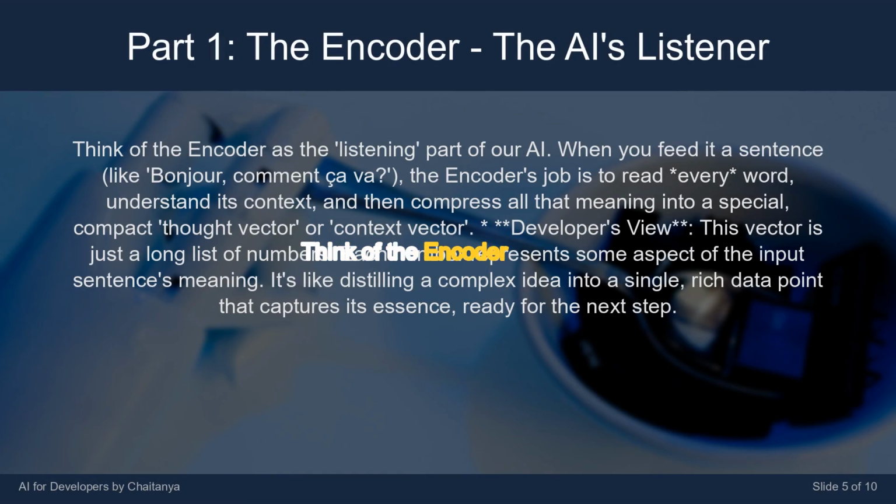Think of the encoder as the listening part of our AI. When you feed it a sentence, like "bonjour, comment ça va?", the encoder's job is to read every word, understand its context, and then compress all that meaning into a special, compact thought vector or context vector. Developers, view this vector as just a long list of numbers. Each number represents some aspect of the input sentence's meaning. It's like distilling a complex idea into a single, rich data point that captures its essence. Ready for the next step.